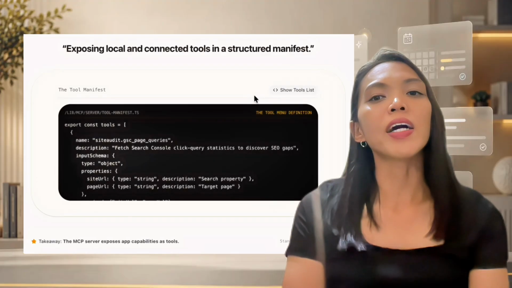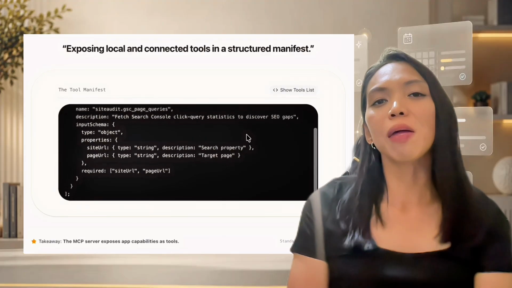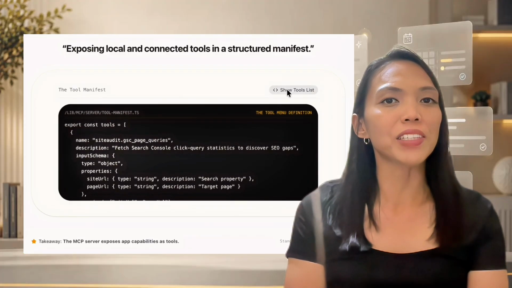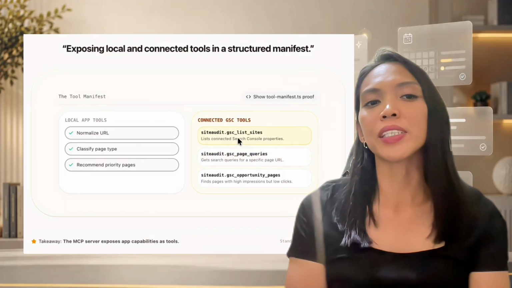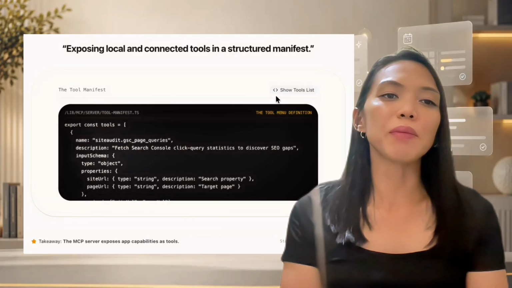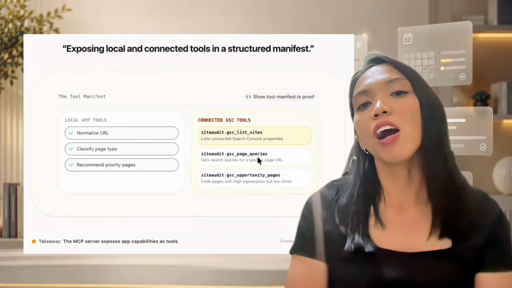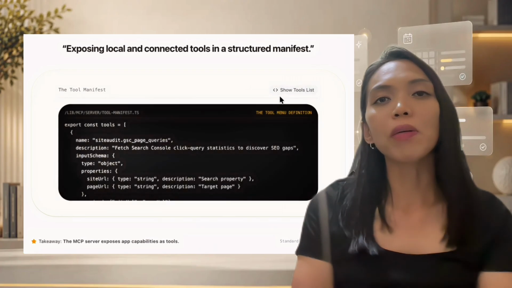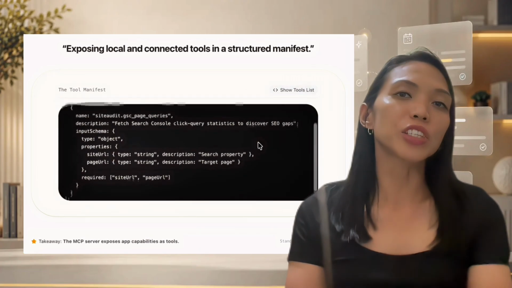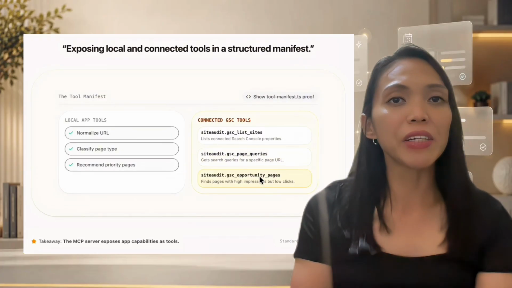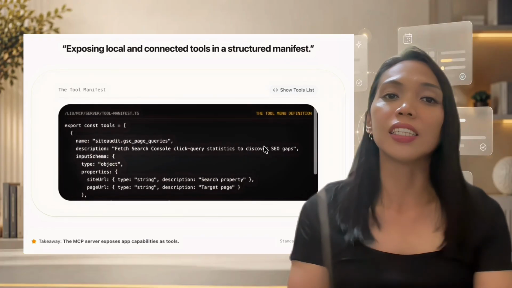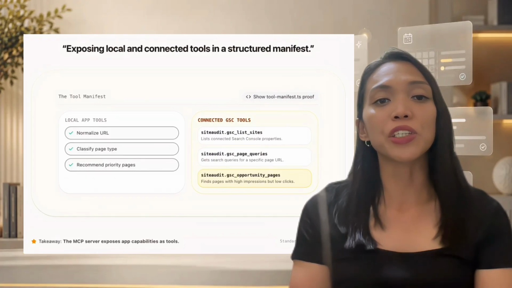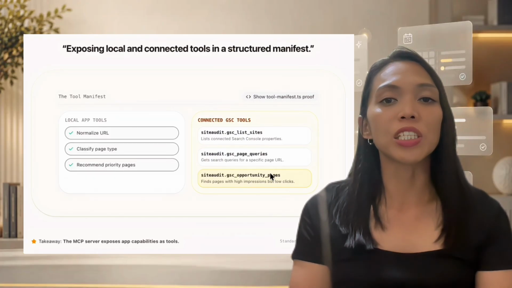Then the AI uses that result to give a better answer. What does my MCP server expose? In my AI Page app, the MCP server can expose tools. For example, some tools can be about understanding a website page. A tool can normalize a URL. A tool can classify page types. A tool can help identify priority pages. And then there are connected tools. In my example, I connected one of the tools to the Google Search Console as a read-only data source. So my MCP server can expose tools like Site Audit GSC List Sites, Site Audit GSC Page Queries, Site Audit GSC Opportunity Pages.